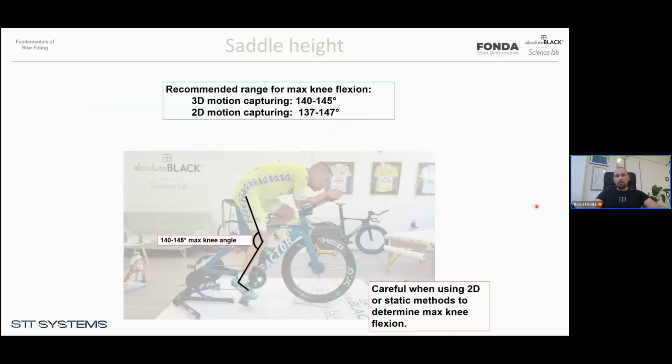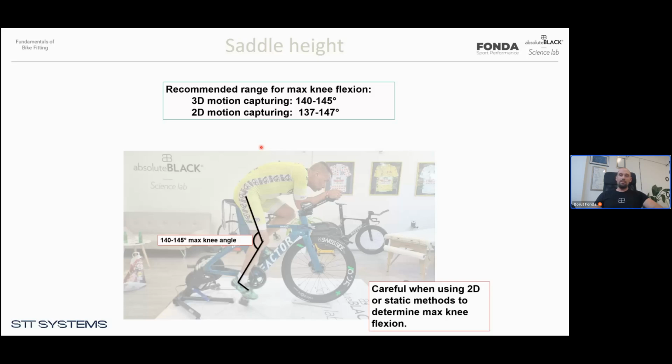So if we go to the recommendations, I would say when using a 3D motion capturing system, based on the scientific literature, a good figure should be somewhere between 140 and 145. Now, having said that, that doesn't always apply to everyone, because people are different in terms of their morphology and they have different needs and goals. But today, as I said, we are speaking about the fundamentals, and that's why I want to stick to some reference value to leave you with.